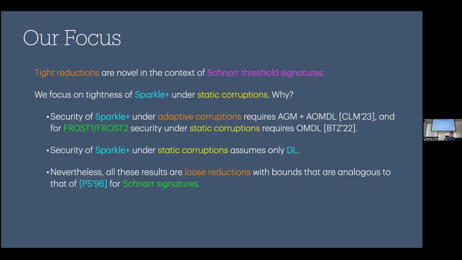Right. So all of these reductions for all of these schemes are quite loose, with bounds analogous to what you have for classic Schnorr signatures. And for Schnorr, at least, we have attempts to improve the tightness, right? We have the Bellare and Dai result and so forth. There's nothing analogous to that for threshold signatures.